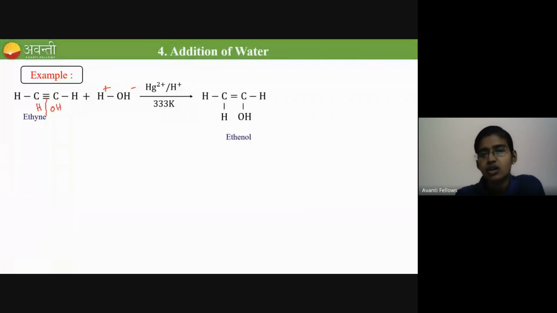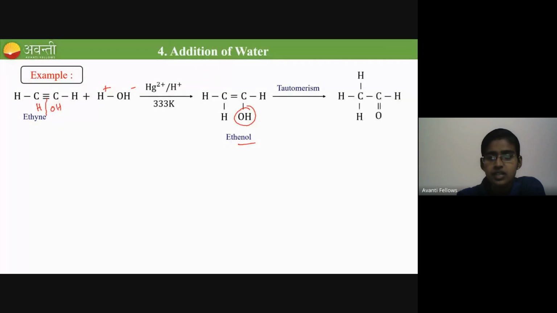Now this is called an enol. Why is it called an enol? We have an alkene and also an alcohol. OH containing compounds are called alcohols, right? So since this compound contains both alkene and alcohol, it is called an enol. Okay. Now this enol compound undergoes tautomerism. This compound undergoes tautomerism to give the ethanal.